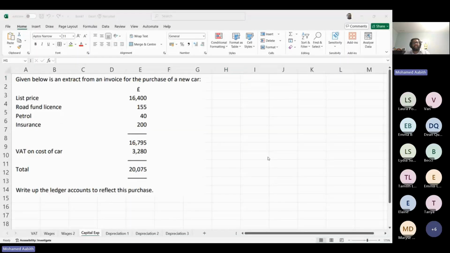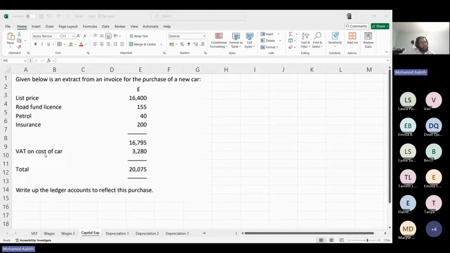Let me quickly change my perspective to this question. Share window, Excel. So, capital expenditure. Can you see here? Given below is an extract from an invoice for purchase of a new car. Write up the ledger account to reflect this purchase. We have a list price of £16,400, road fund license of £155, petrol for £40, and insurance of £200. The total amount we have here is 16,795.